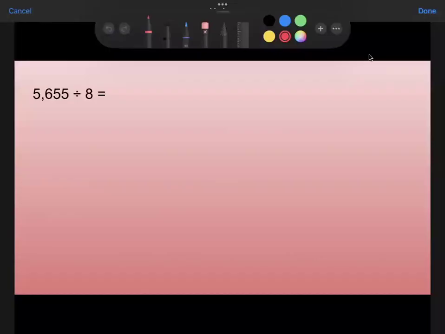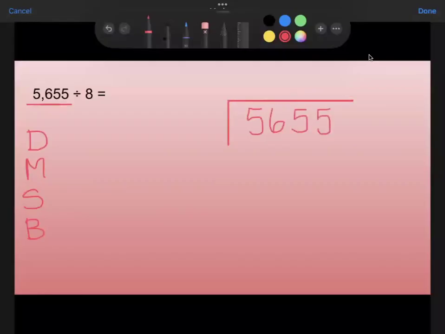Okay, here is our next one. It's 5,655 divided by 8. For this one, I'm going to use the standard algorithm: divide, multiply, subtract, and bring down. And I'm going to put that first number, 5,655, inside a division bracket and put 8 on the outside.